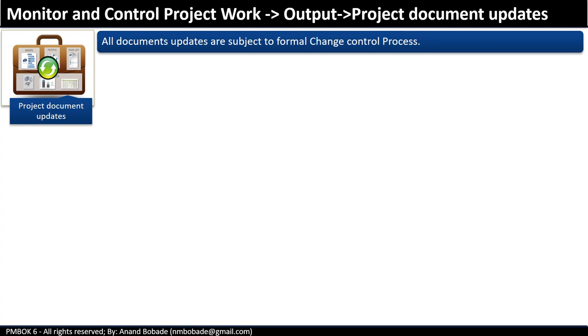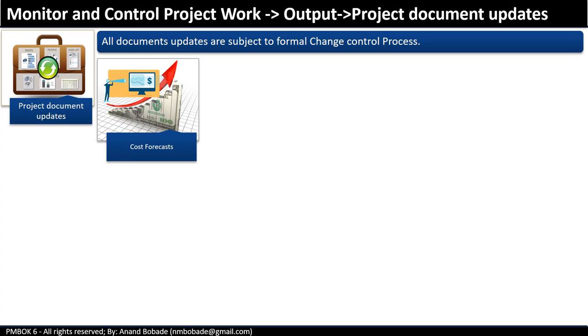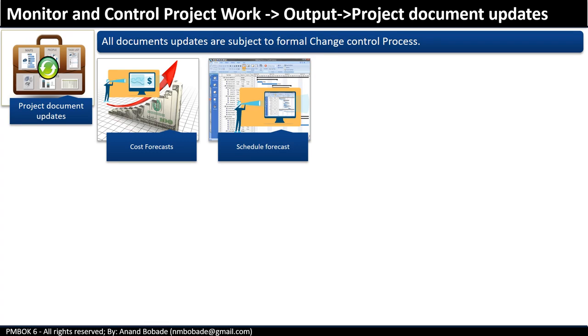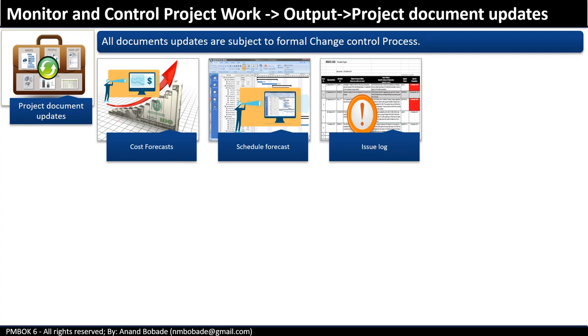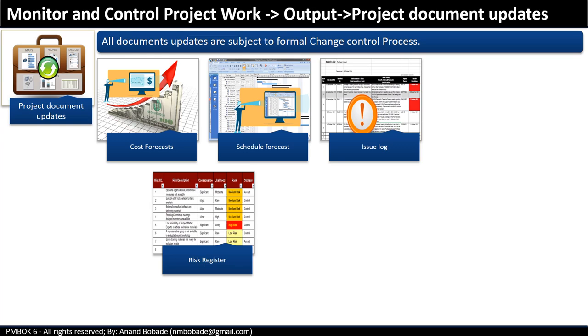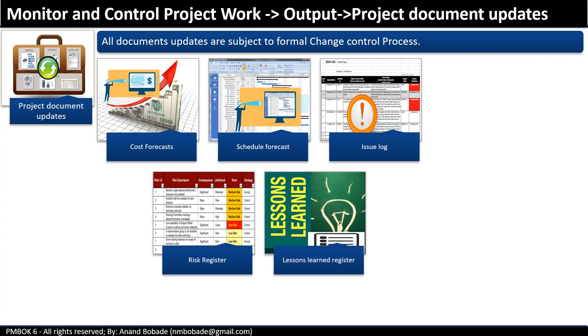Project document updates. All document updates are subject to the formal change control process. So what are the documents which will get updated? Changes in cost forecast are recorded using cost management processes. Changes in schedule forecast are recorded using schedule management processes. The issue log records new issues raised as a result of this process. Newly identified risks are recorded into the risk register, and the lessons learned register is updated with responses from variances and corrective or preventive actions.